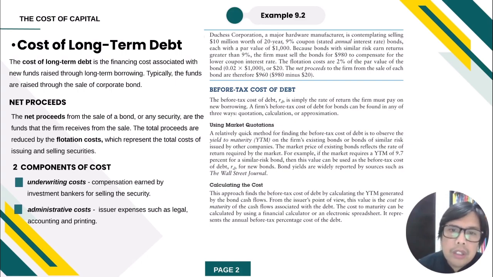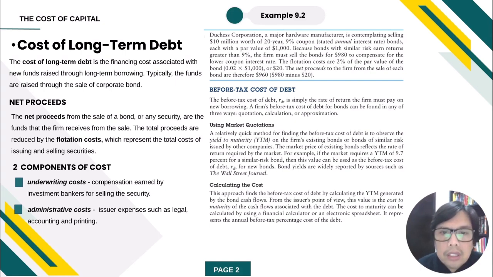Using market quotation, a relatively quick method for finding the before-tax cost of debt is to observe the yield to maturity on the firm's existing bonds or bonds of similar risk issued by other companies. The market price of existing bonds reflects the rate of return required by the market. For example, if the market requires a YTM of 9.7% for a similar-risk bond, then this value can be used as the before-tax cost of debt, RD, for new bonds. Bond yields are widely reported by sources such as the Wall Street Journal.